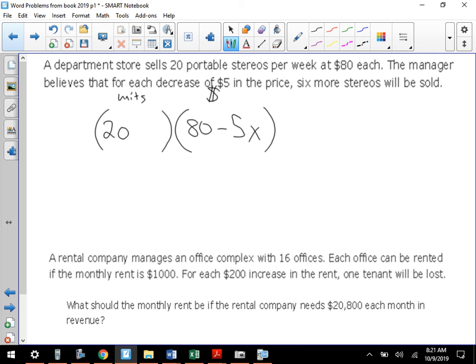It's okay. And then it says 6 more will be sold. So your units, so you wind up with this. When you have this style, I want you guys to always do intercept form and find your axis of symmetry. Get your zeros. This is forcing you into zeros. So you solve for your zeros.